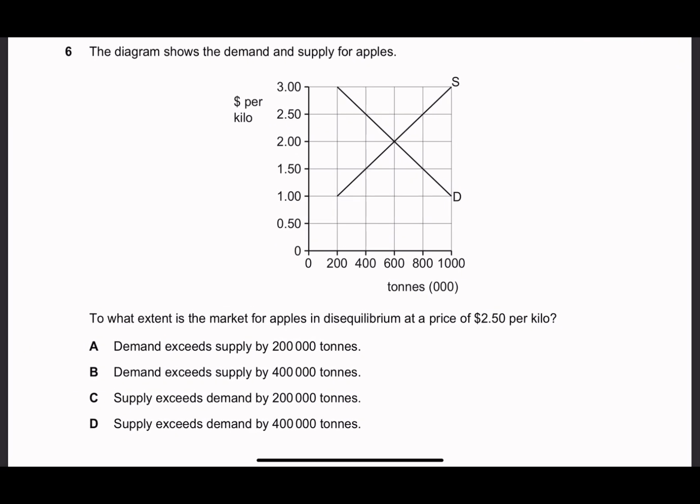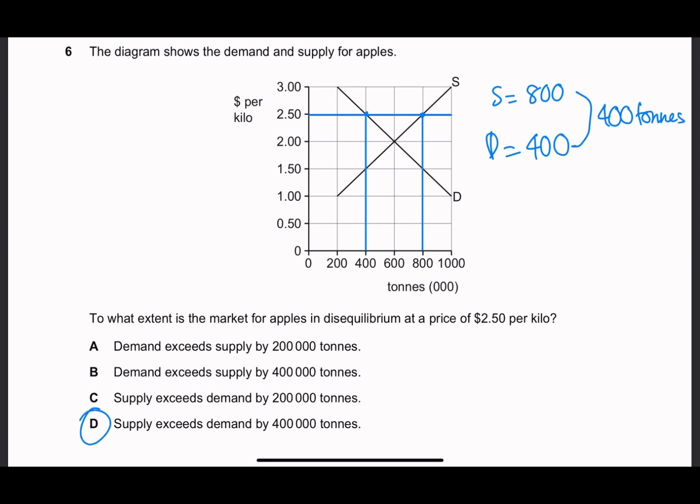So question 6, the diagram shows the demand and supply for apples. To what extent is the market for apples in disequilibrium at a price of $2.50 per kilo? So the price is on the y-axis. So we can just do a parallel line to cross the demand and supply curve. So the 250 price cross the demand at around 400 tons and cross the supply at around 800 tons. So this means the supply exceeds demand by around 400 tons. And the answer in here that gave that option is D.